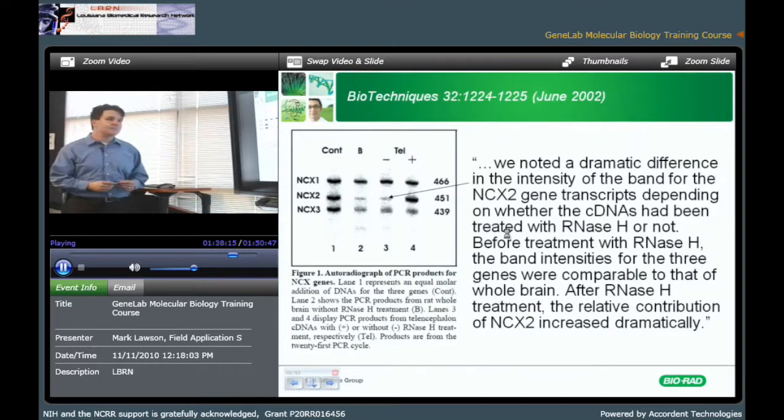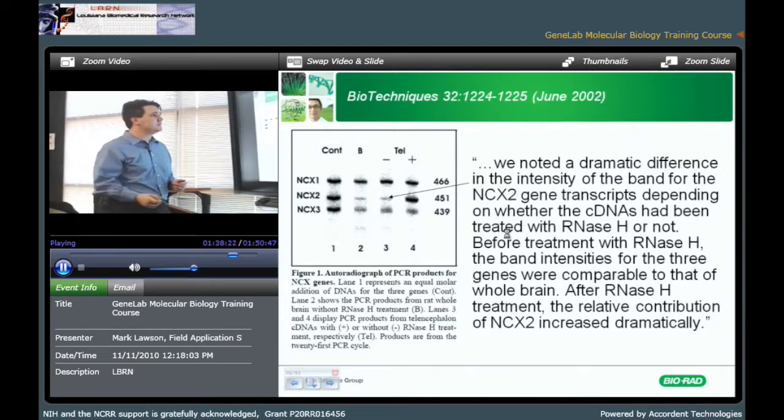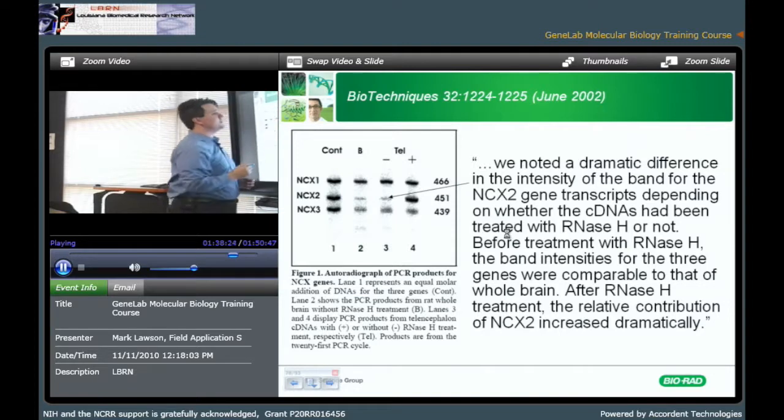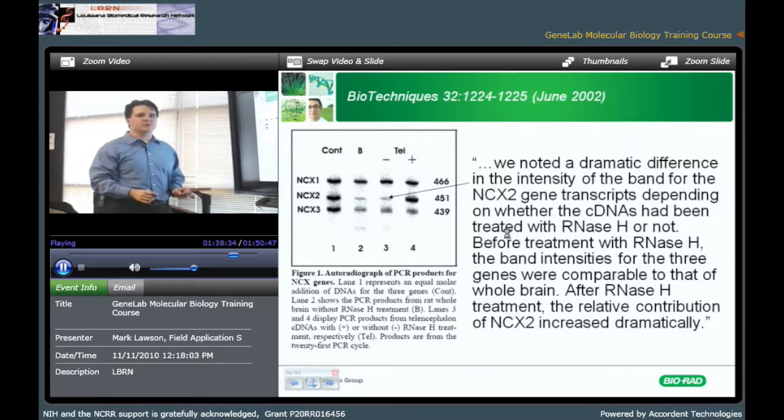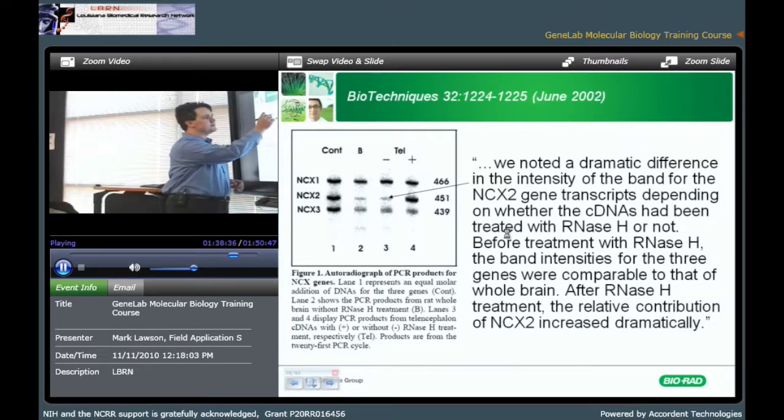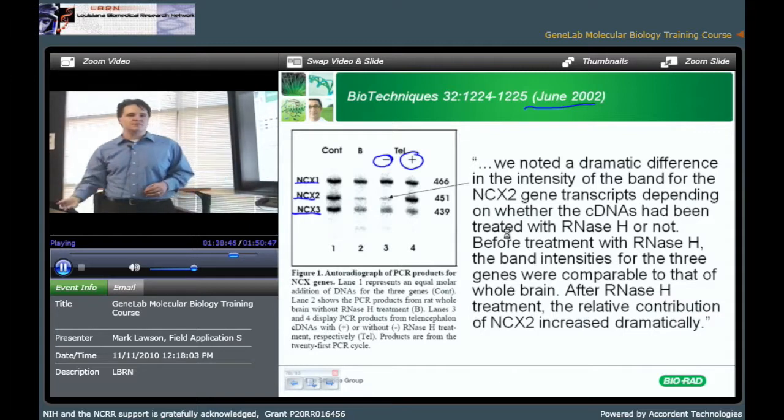This is a paper that explored that specific problem, and we haven't seen a lot of papers on the topic since. I think we're working on that in-house. But this is June 2002 BioTechniques, and they're looking at 3 different, I believe these are different splice variants, NCX1, NCX2, and 3, for the same sample from the same brain region, with and without, this is without and this is with, RNase H treatment as a supplementary step at the end of the procedure.